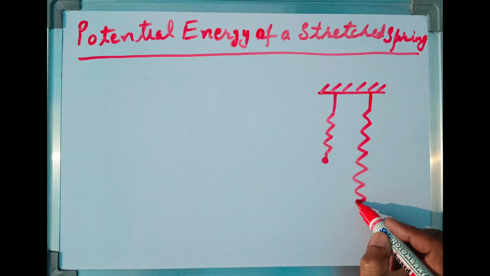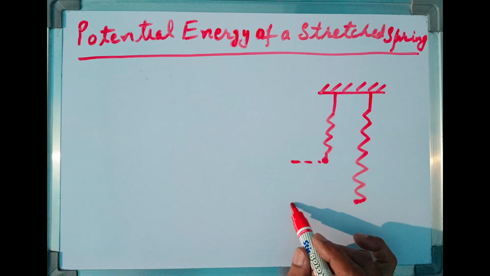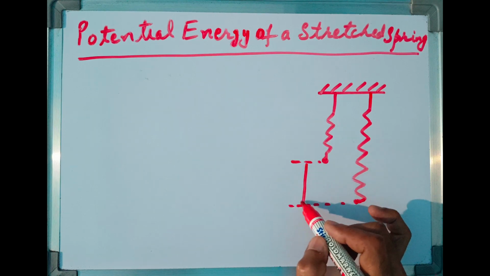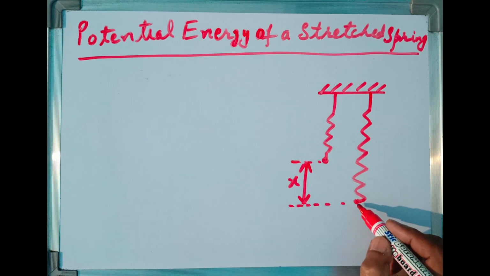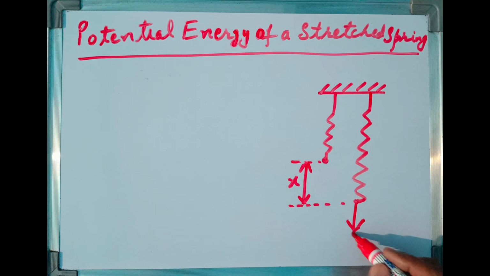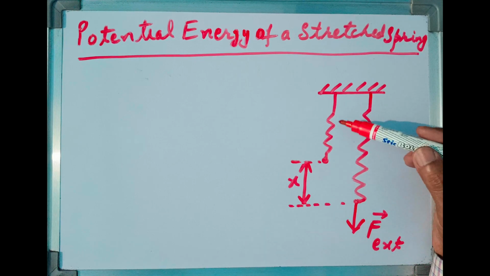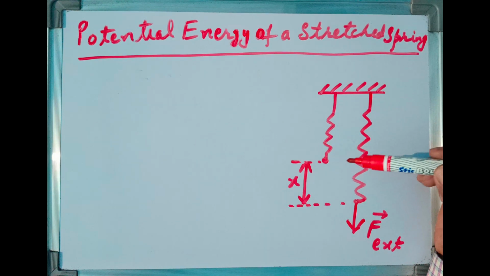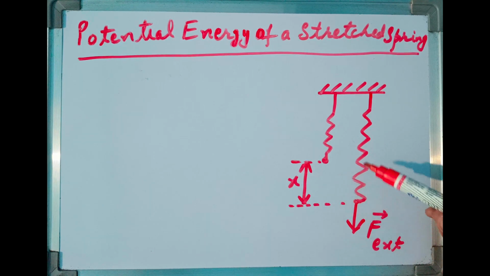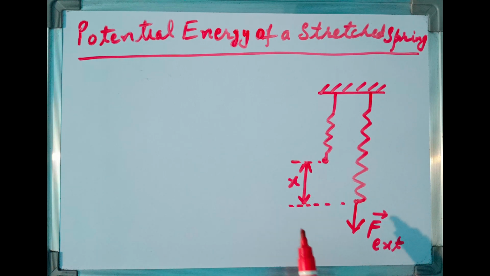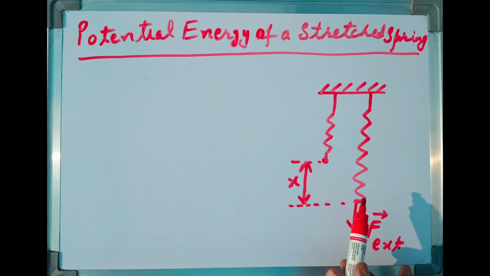means its length increases by some amount, suppose it is x. This has been obtained by applying some external force. Let me call it F external. Due to this external force, the spring has been stretched such that its length increases by amount x. This is the extension in spring. So we have to find how much potential energy is stored in this position.